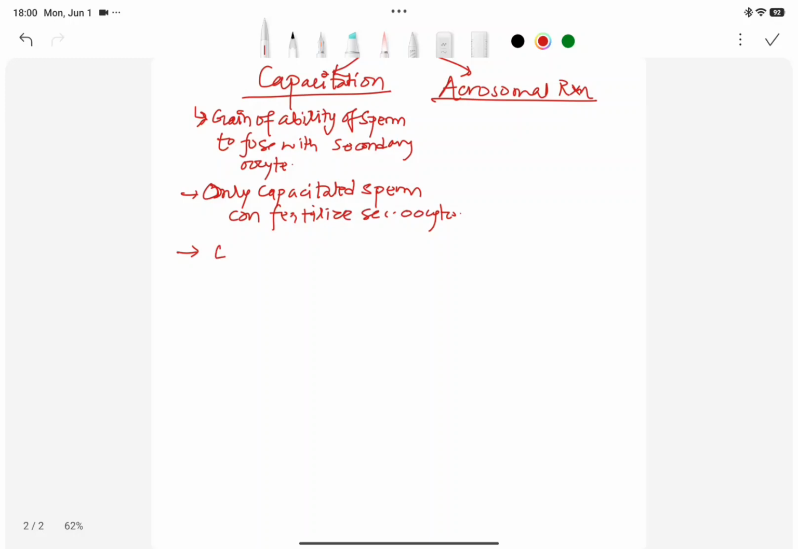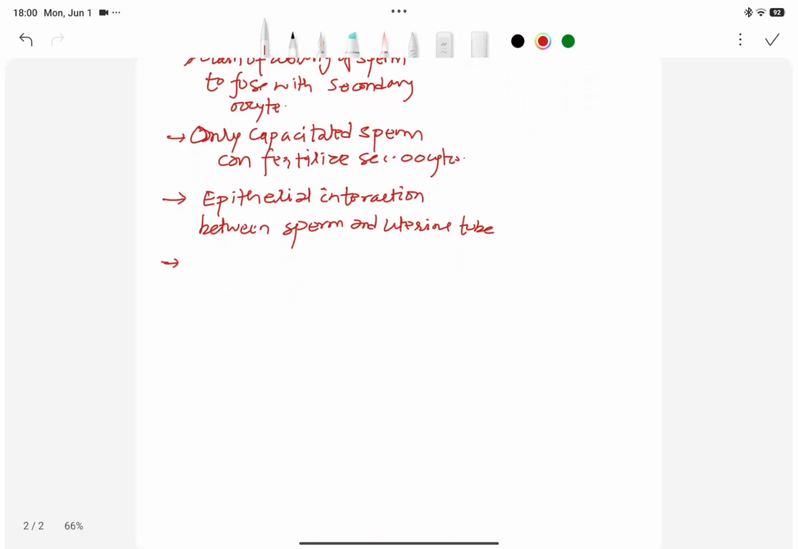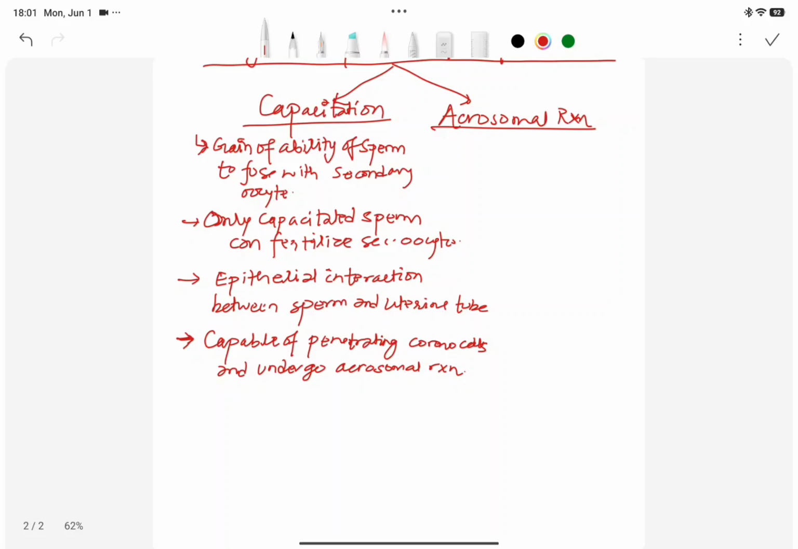This is the epithelial interaction between sperm and uterine tube that makes the sperm capable of penetrating the corona cells and undergoing the acrosomal reaction. Okay, so what is the acrosomal reaction?